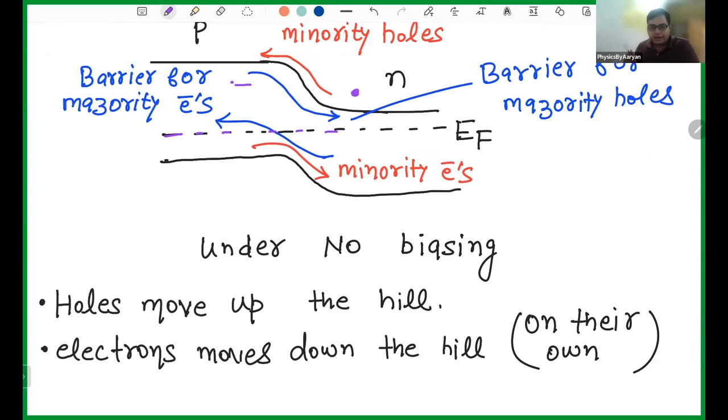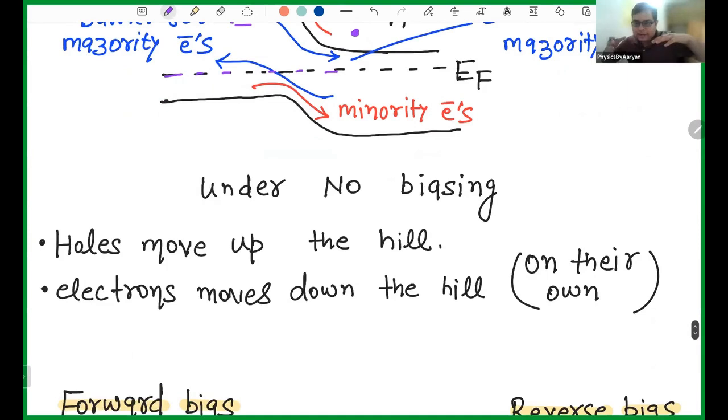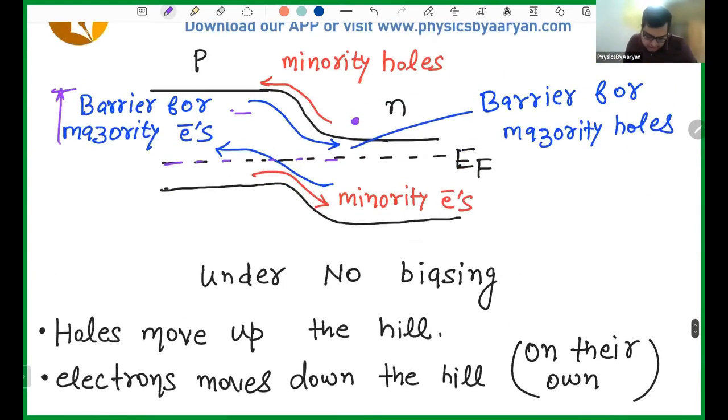If I'm applying no battery, this is my Fermi band. Now let's apply the battery. If I apply the battery, what will happen to this barrier? You can see this barrier is there. If an electron wants to go from here to here, it has this barrier. Forward biasing means helping the electrons. If I do the forward biasing, this barrier will reduce, will get smaller. And if I do the reverse biasing, this barrier will increase.